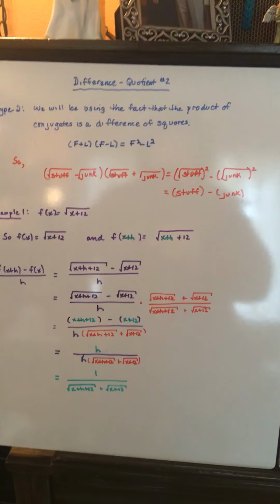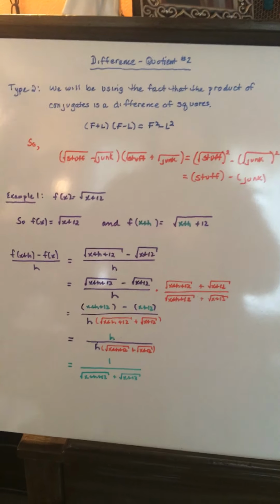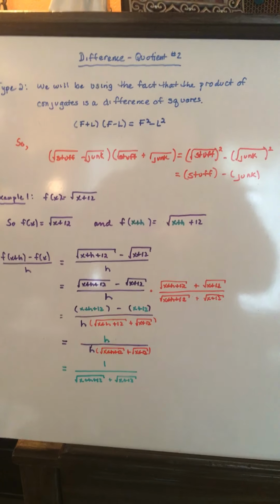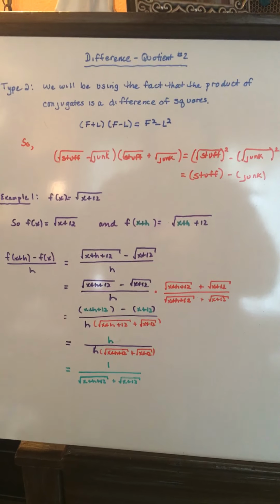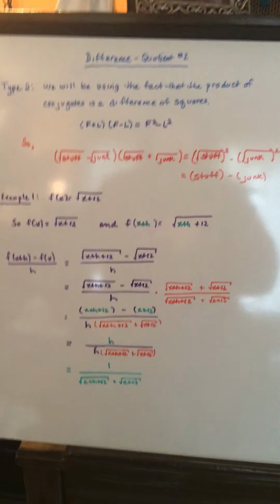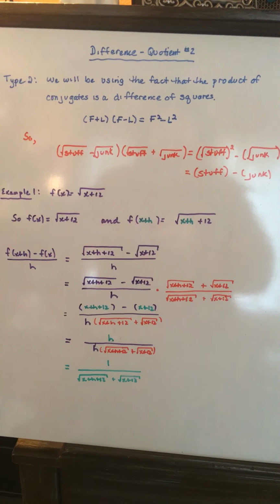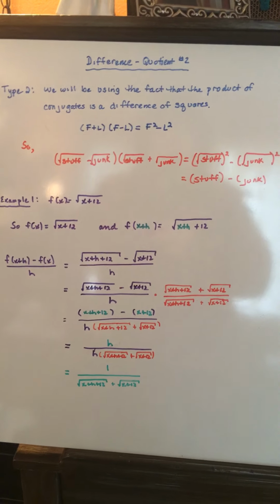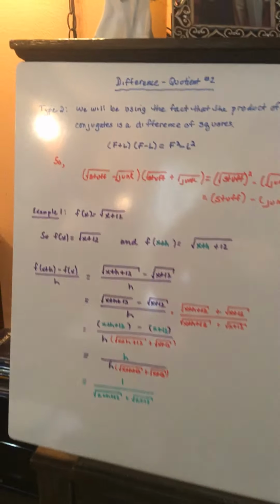Okay, we're ready for difference quotients 2. Type 2 is going to be using the fact that the product of conjugates is always a difference of squares. That is, when you do first plus last as a sum and then first minus last as a difference, you always get f squared minus l squared.